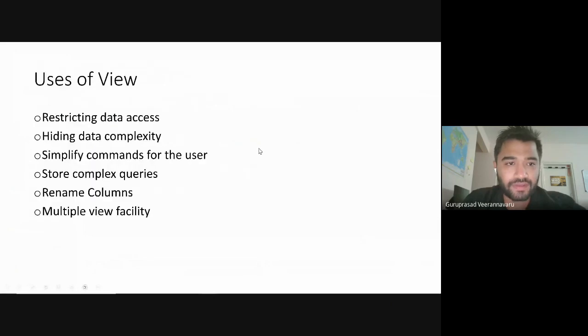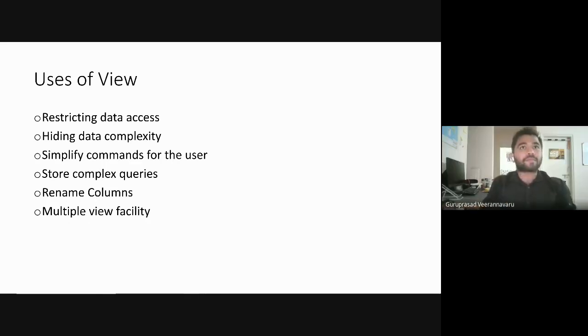Okay. So as we discussed, what are the advantages? We are restricting data access, because if somebody has permission to a view and not a table, he can only access whatever is given by that view. We are hiding data complexity. By complexity, I mean, let's say if a query is very large, we don't want to write that query every time and make mistakes. So once we create a view, anybody who wants to run that query can use that view directly. We are also simplifying the commands. We are storing complex queries. We can rename the columns and we can do multiple views.